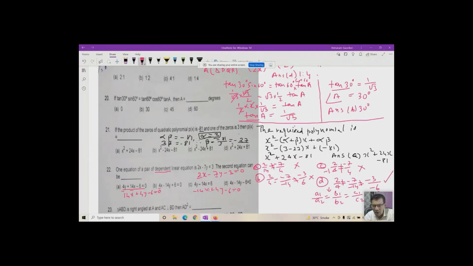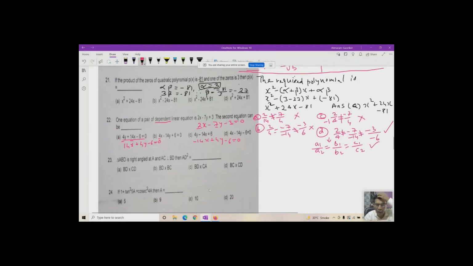Let us move fast because we have to complete this paper today, and in the next class we can take the science paper.